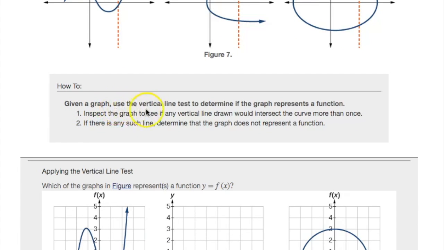Given a graph, use the vertical line test to determine if the graph represents a function. First, we inspect the graph to see if any vertical line drawn would intersect the curve more than once. If there is any such line, we can determine that the graph does not represent a function.